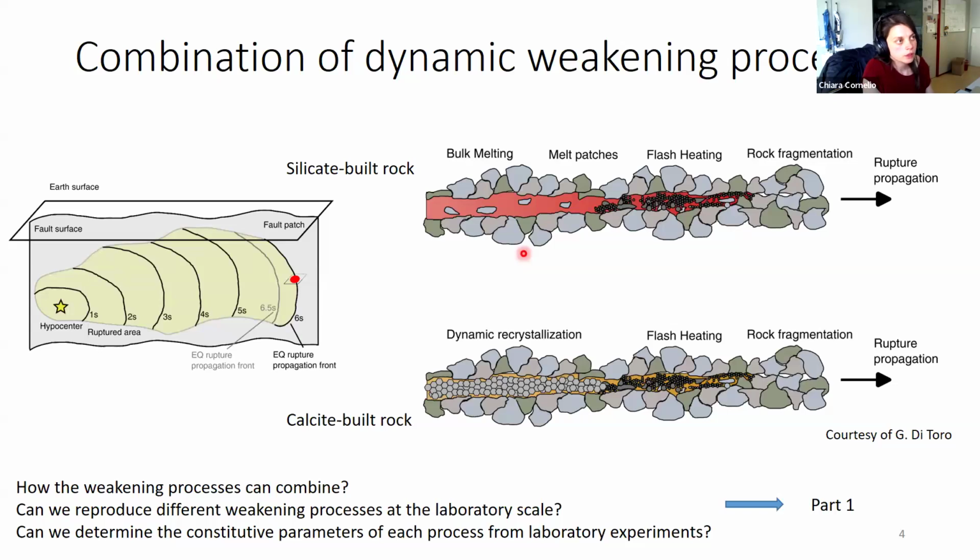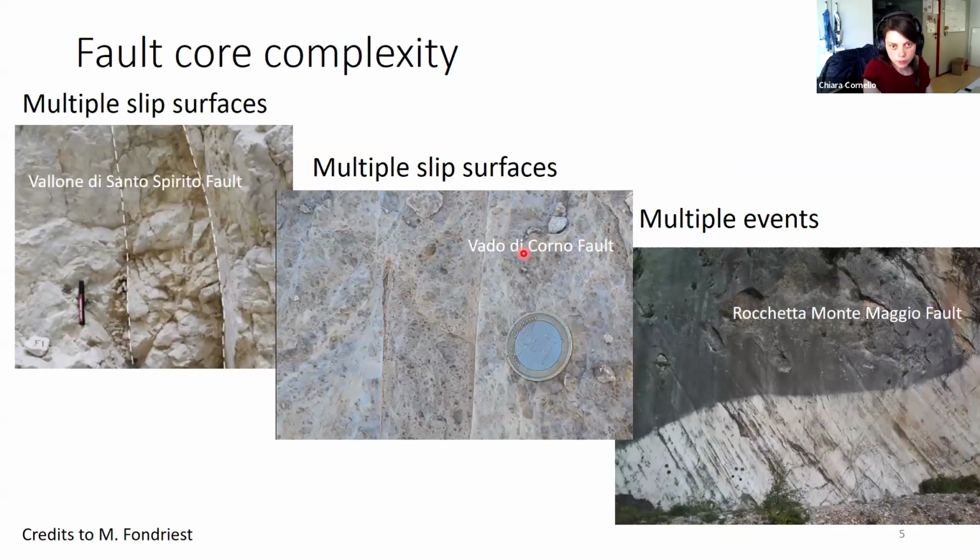However, we know also that faults are not so simple as described by the sketch. From a picture from the field, and these are pictures by Michele Fondriest, we know that multiple slip surfaces can occur, but also multiple slip events can occur on the same fault. So what we can see here on the right is that the grayish part is an old event, while the whitish part is the younger event that occurred on the same fault.